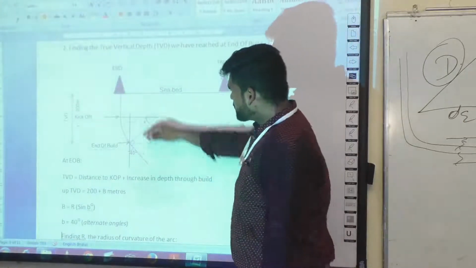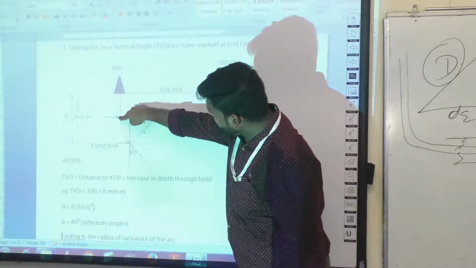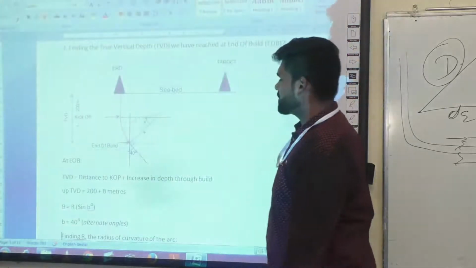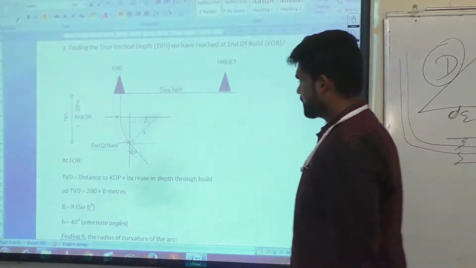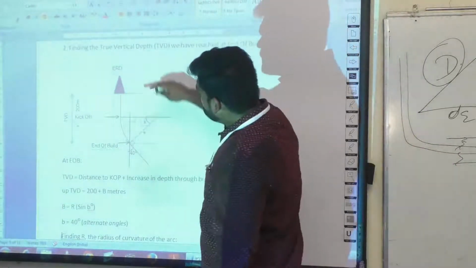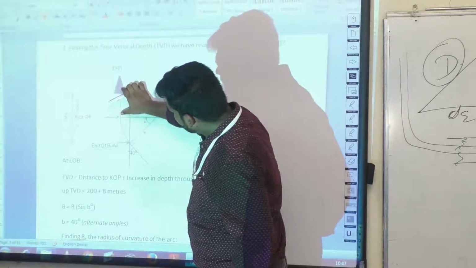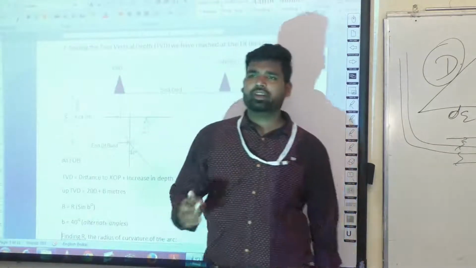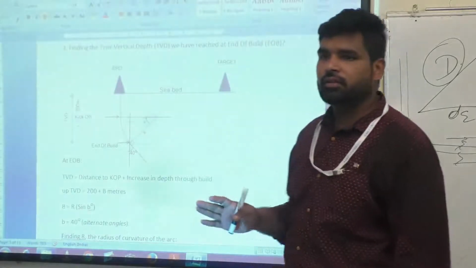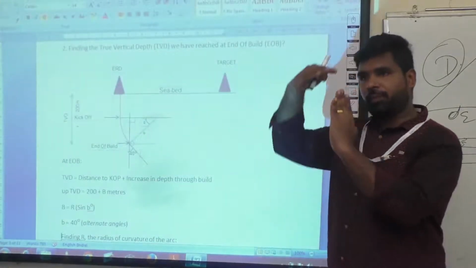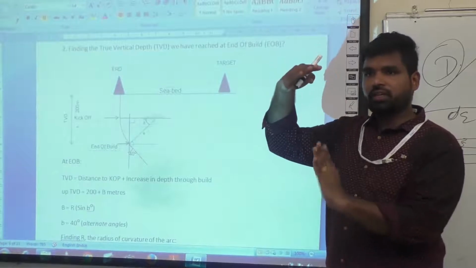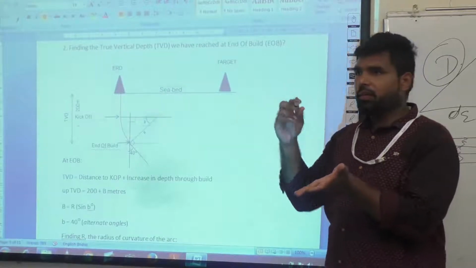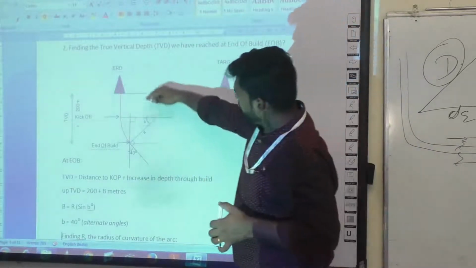Okay. So from here we are starting your build-up section, right? So they are asking what will be the end of build. So how can we find the end of build? Tell me, how can you find the end of build? So true vertical depth is this, the vertical distance from the surface to the end of the reservoir or the end of any section, right? And what is this? I'll explain that to you.